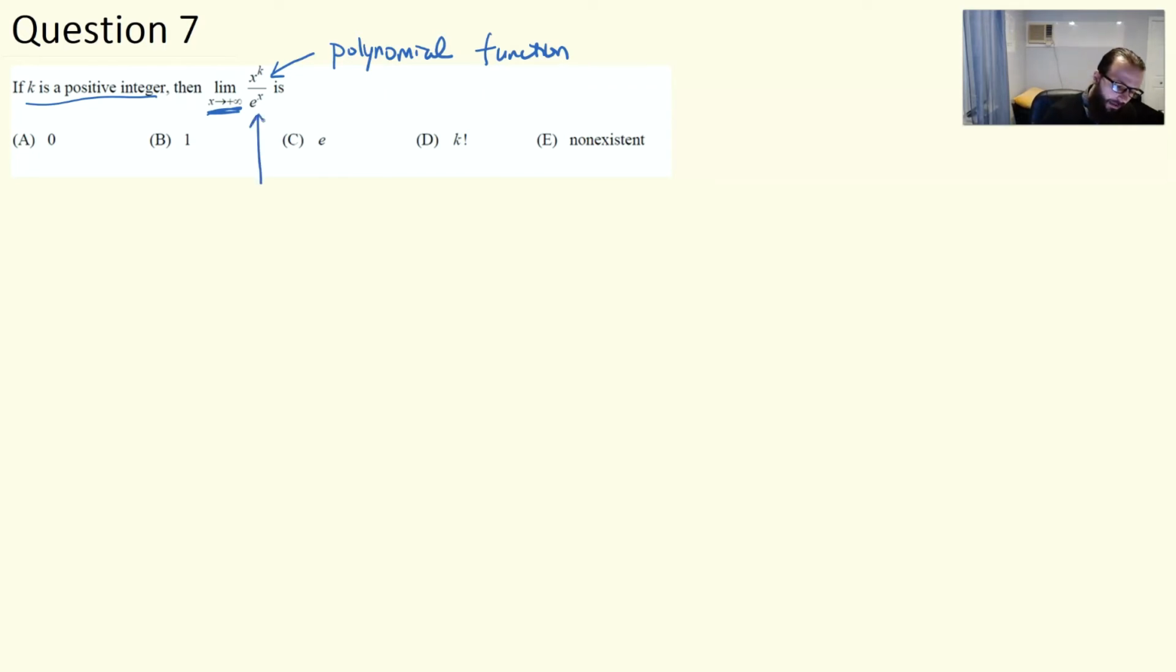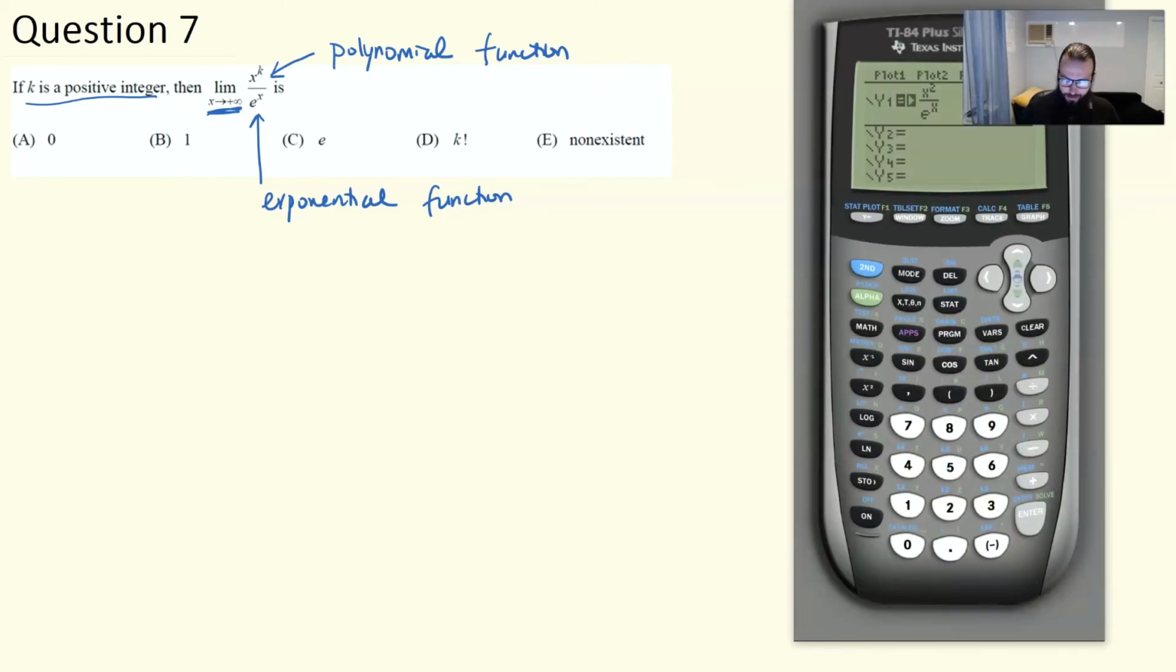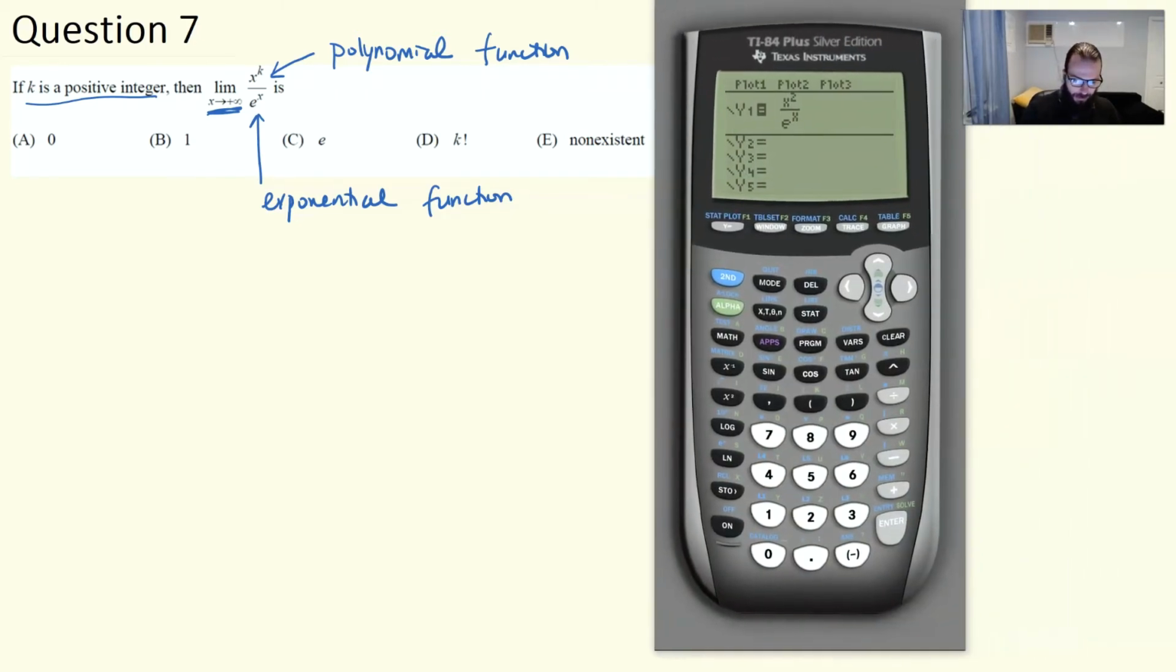And then the denominator here is our exponential function because the x is actually in the exponent. So which one increases at a faster rate? Well, let's take a look at the calculator, and I'm just going to use 2 here for k. If we just graph this, we'll see that we have kind of a line that seems to be getting closer to the x-axis, which would lead us to believe that the limit here is going to be 0.